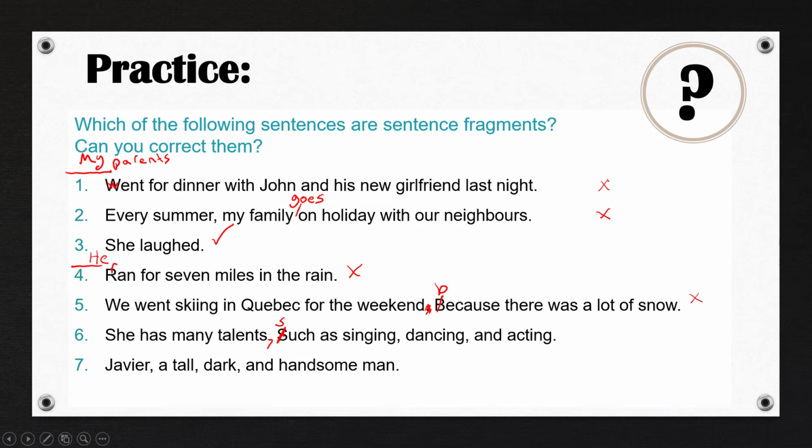And finally, number 7, Javier, a tall, dark, and handsome man. Again, here we have the subject, Javier, but we're missing a verb. So we're going to take away this comma, and we're going to say, Javier is a tall, dark, and handsome man. Okay, so I want you to let me know in the comment section how many you got correct out of 7, or if you changed these sentences in any other way.